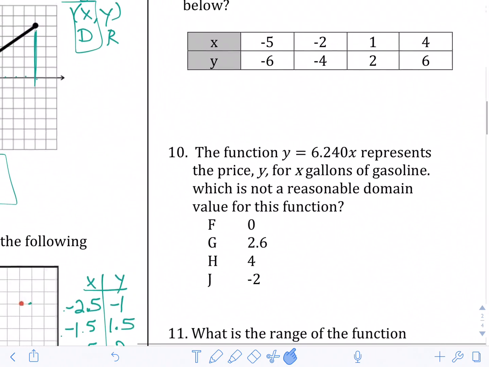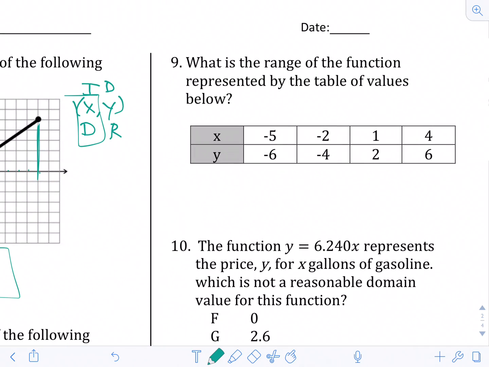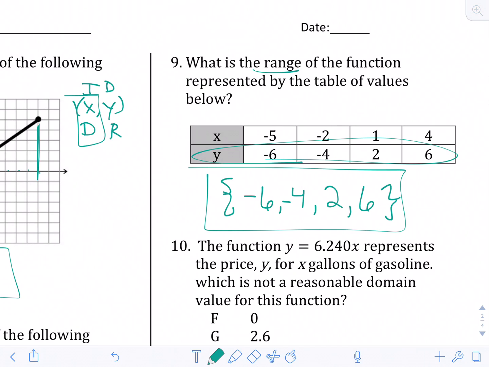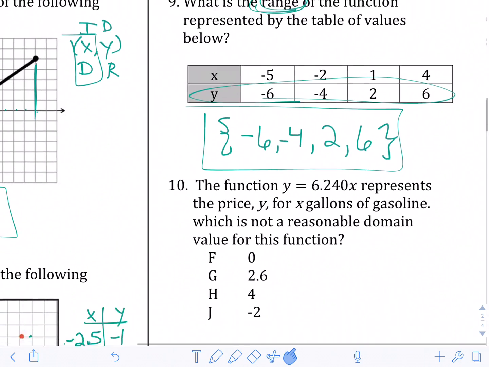Okay, number 9. What is the range of the function represented by the table of values below? So again, it's points, so it's discrete data. So you just do your y values here in order from least to greatest. Negative 6, negative 4, 2, and 6. Make sure you're reading, okay? It's asking for range. Range is y.